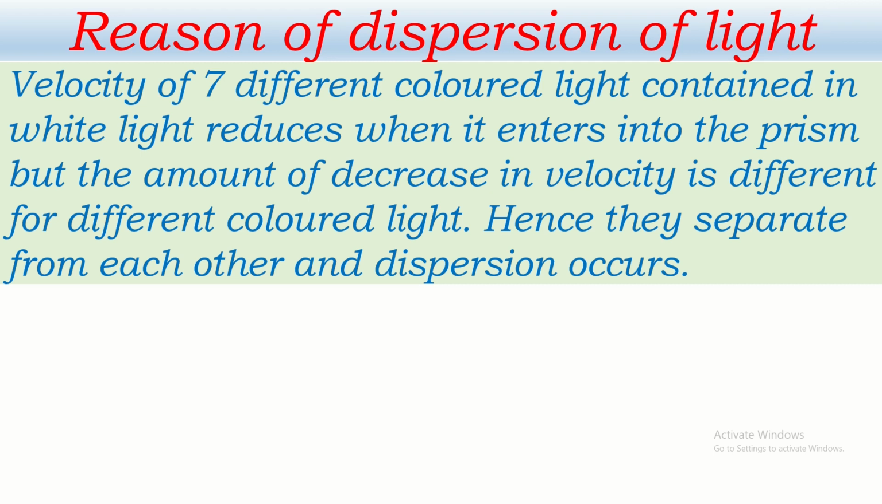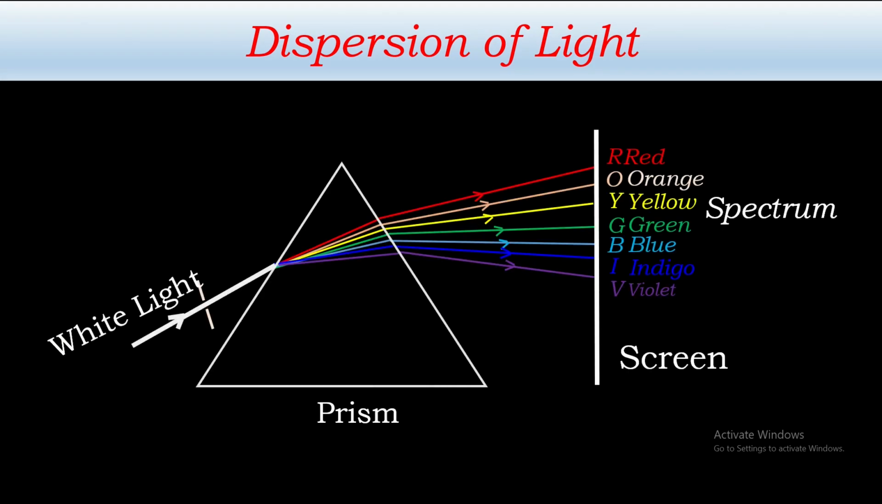Here the answer is very clear. The velocity of different colored light decreases in different amounts. That's why colored light separates from each other. But still we have one question: why do they separate from each other when they enter into the prism? They have the same velocity in vacuum. When they enter the prism, then their velocity decreases in different amounts. What is the reason? Now I want to talk about the reason.